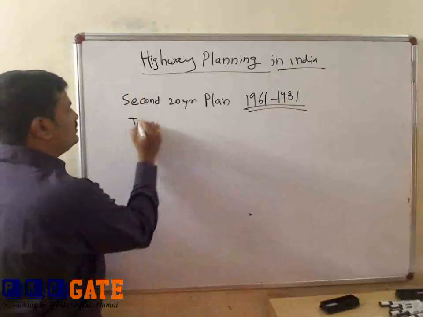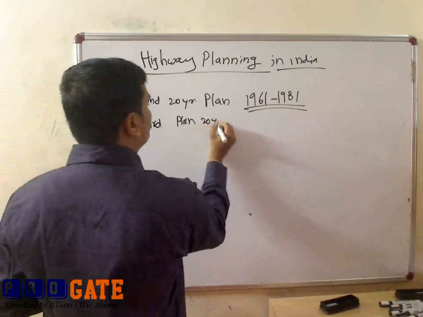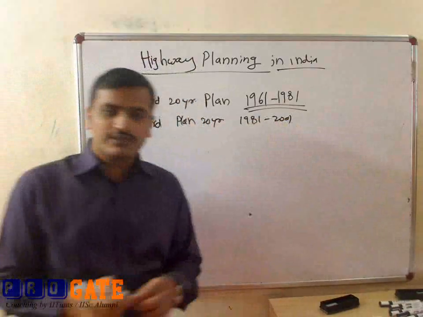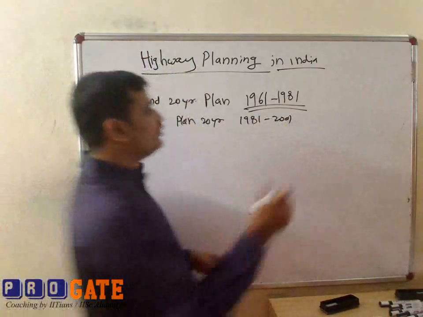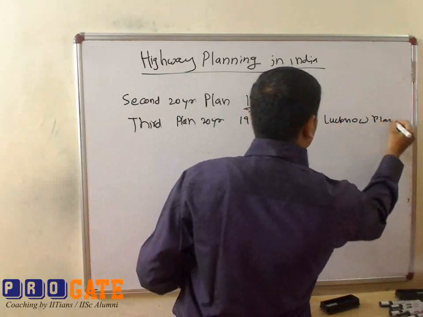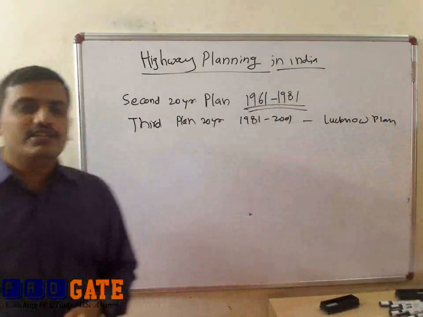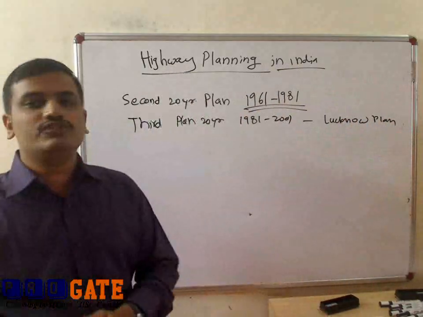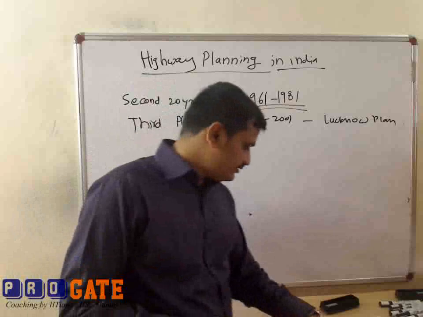After the second, the third development plan comes from 1981 to 2001, which is known as the Lucknow Plan. This plan suggests more development for the highway sector, and the density of the road network increased to 82 km per 100 square kilometers.